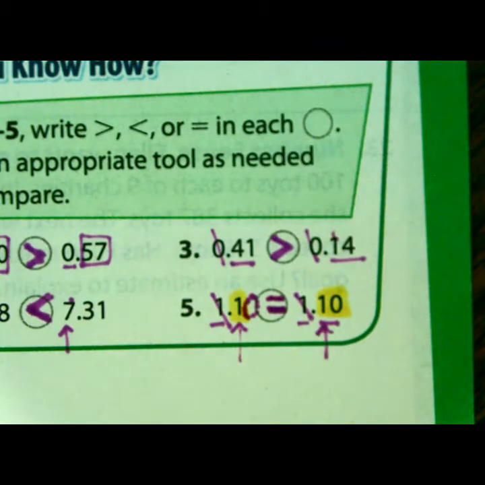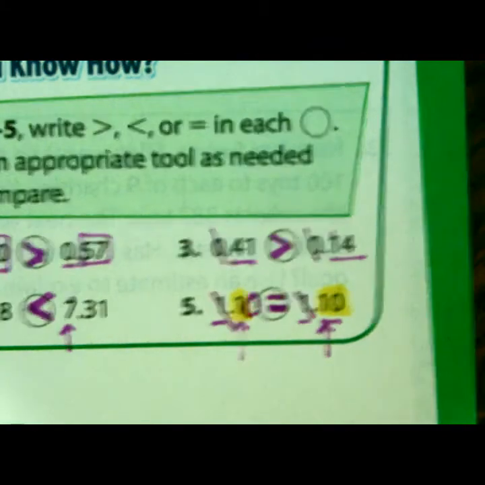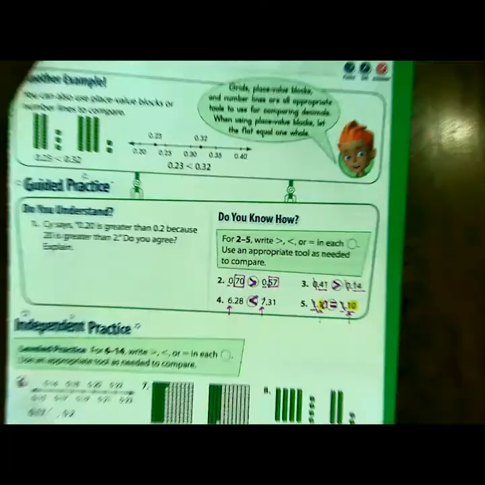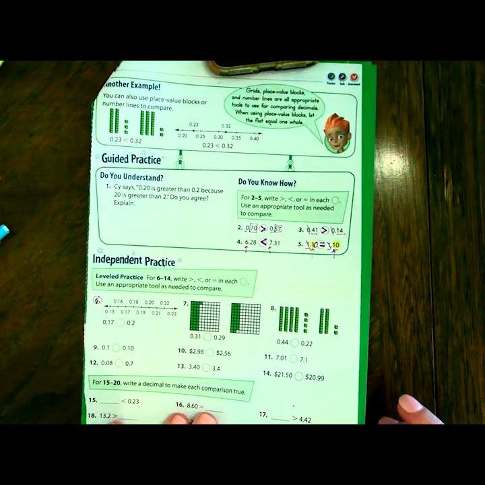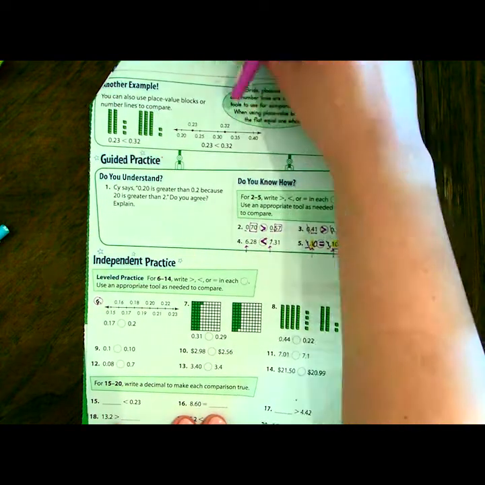You are going to solve problems 6 through 22. We will meet at 2 o'clock. You do have an exit ticket question, and we'll go over any questions that you may have from this work.